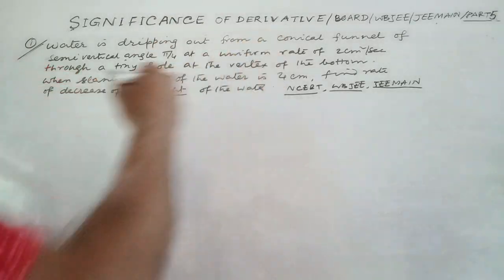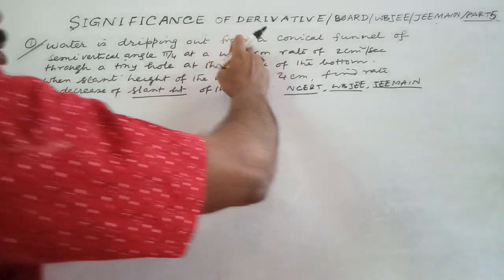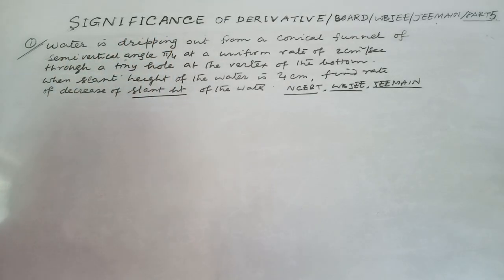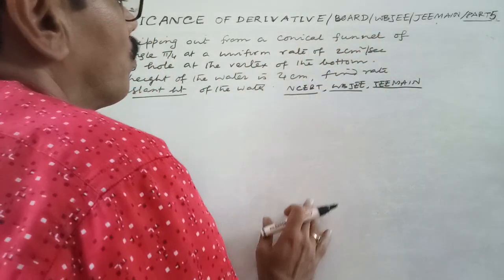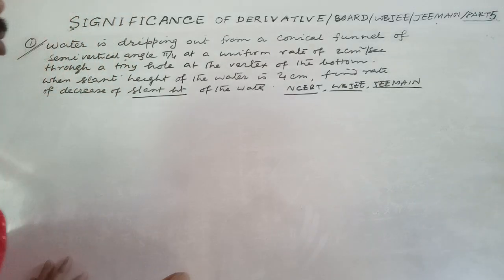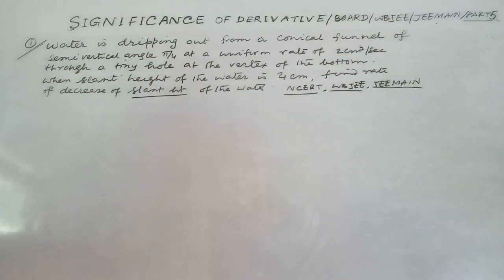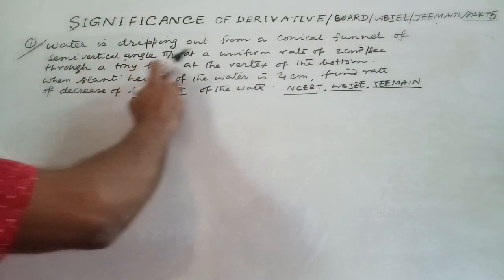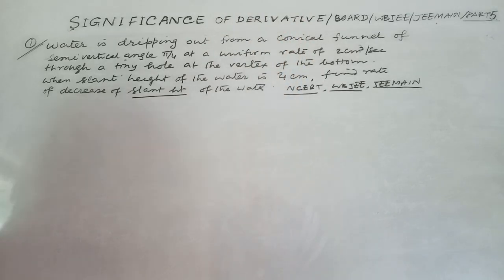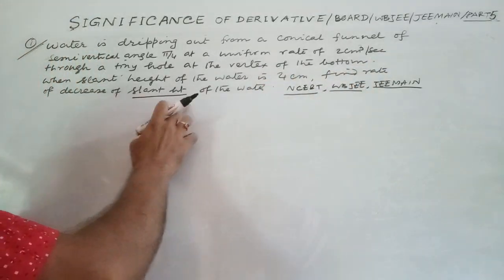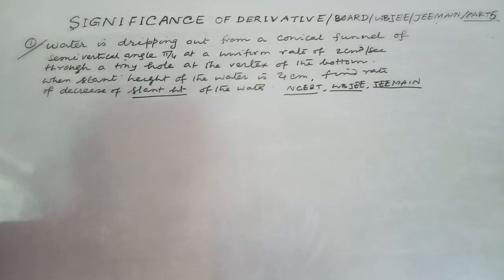Water is dripping out from a conical funnel of semi-vertical angle pi by 4 at a uniform rate of 2 centimeter cube, not centimeter square, centimeter cube per second, through a tiny hole at the vertex of the bottom. When slant height of the water is 4 centimeter, find the rate of decrease of slant height of the water.